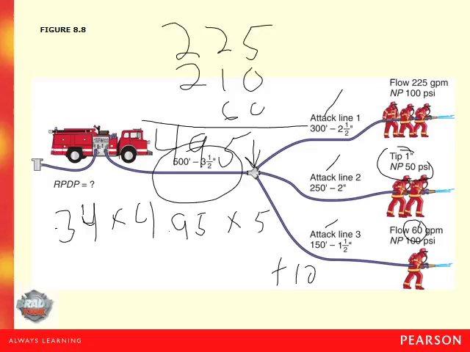4.95, which is squared. So let's do the exponents first. 4.95 times 4.95. Then we multiply that by 0.34. Then multiply that by 5. And that gives us a friction loss of 41.65.